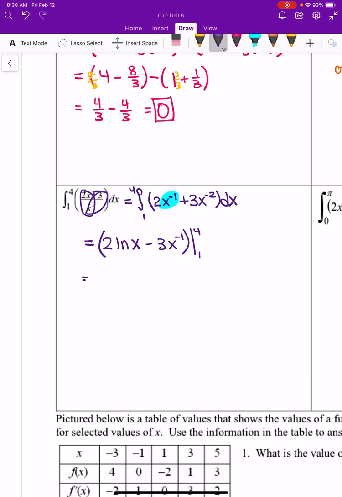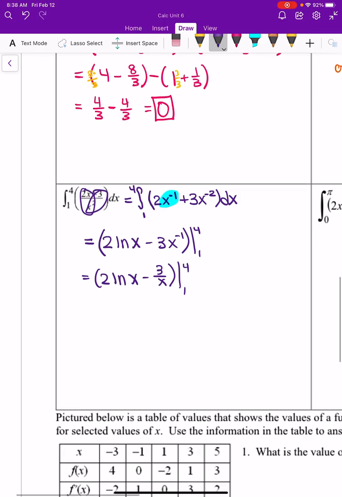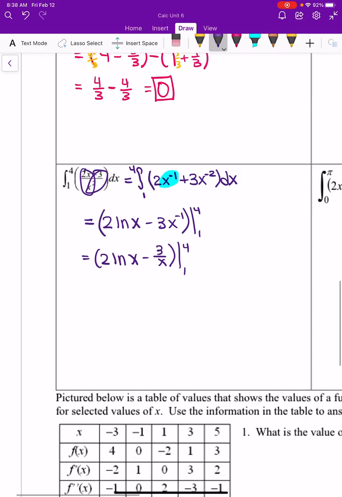Before I evaluate this, I'm just going to rewrite that negative exponent as 3 over x instead, just so it's a little easier to look at. And now I'm ready to plug in my values. So I'm going to plug in the 4. Minus, and then plug in the 1.